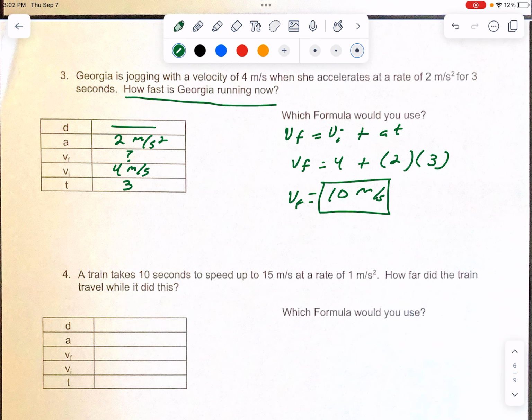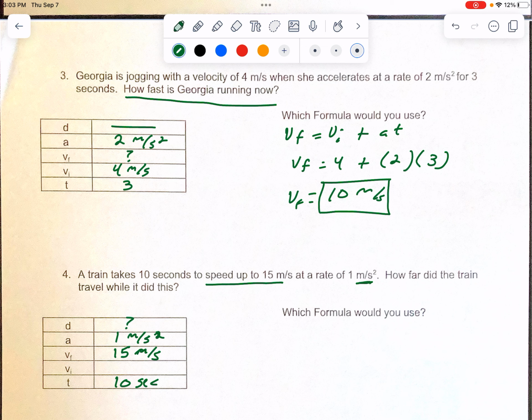Okay, number 4, a train takes 10 seconds, so I've got time is 10 seconds, to speed up to, and there's the key thing there, speeds up to 15 meters per second. So that means my final is 15 meters per second at a rate of 1 meters per second squared. This is what I mean by I'm not always going to say acceleration. I just said rate. But if you see that unit, meters per second squared, that is acceleration. So 1 meters per second squared. How far did it travel while it did this?